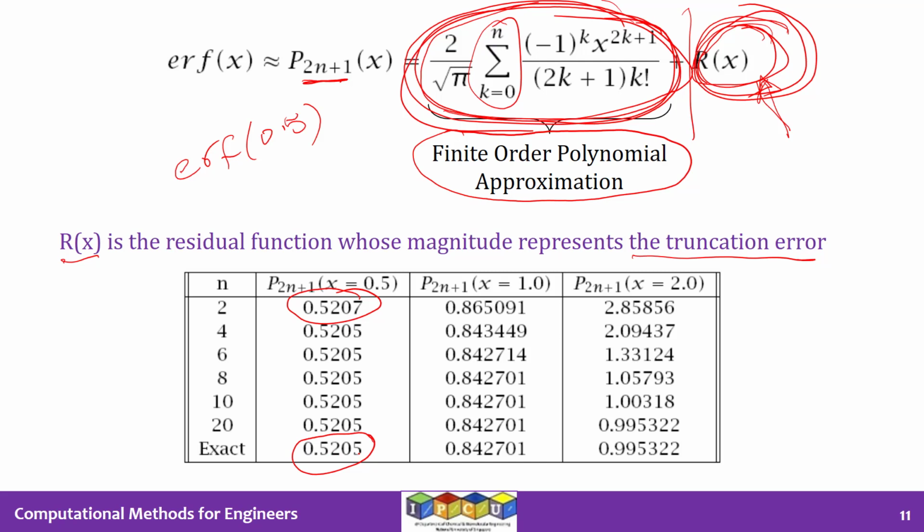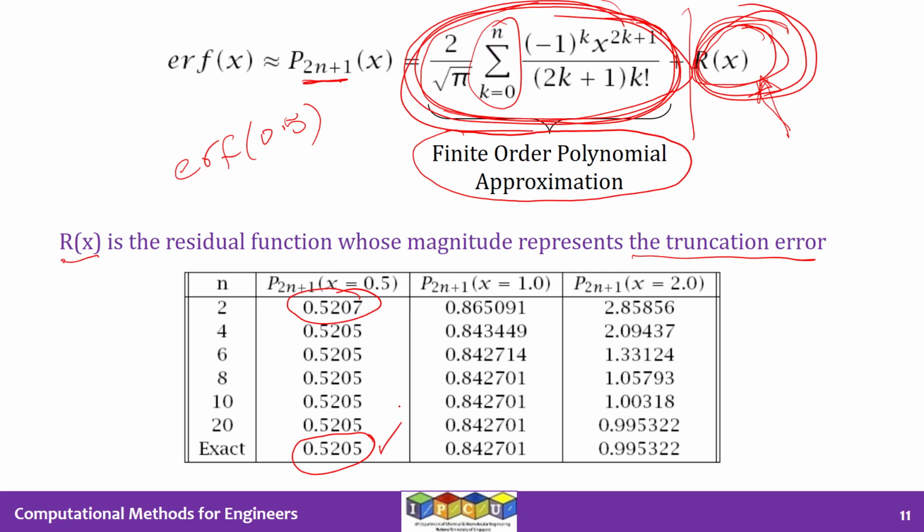But if you just stop with three terms, that means k is equal to 0, k is equal to 1, and k is equal to 2. So you just stop at n is equal to 2. You're considering k is equal to 0, k is equal to 1, and k is equal to 2. So three terms. When you do that, you're going to get a value of 0.5207, which is quite good compared to the true value of 0.5205.